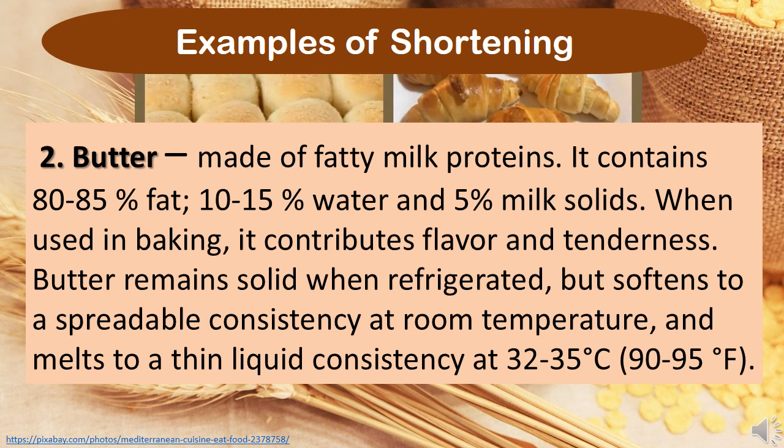The next example of shortening is the butter. It is made of fatty milk proteins. It contains around 80 to 85% fat, 10 to 15% water, and 5% milk solids. When used in baking, it contributes flavor and tenderness. Butter remains solid when refrigerated, but softens to a spreadable consistency at room temperature and melts to a thin liquid consistency at a temperature of 32 to 35 degrees Celsius.